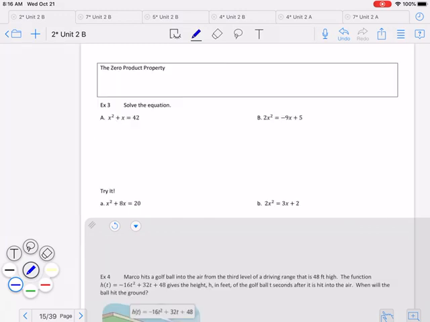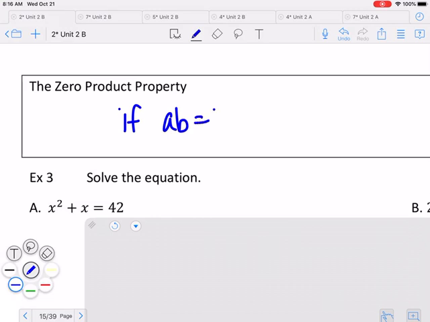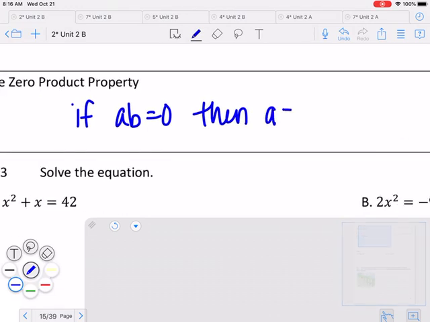We also use something called the zero product property. It says this: if a times b equals 0, so you have two things multiplied together and they equal 0, then you can separate each of them out. Then a equals 0 and b equals 0.